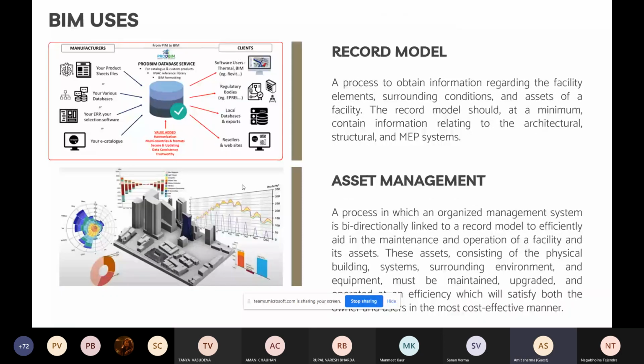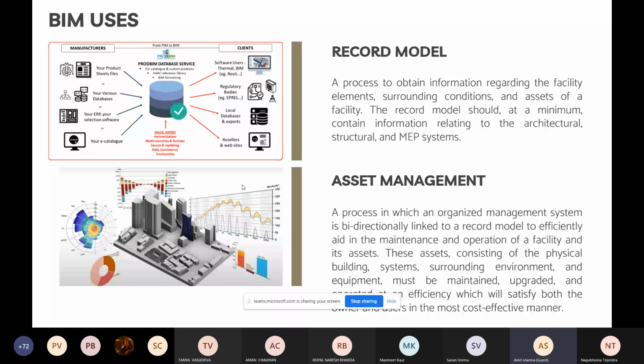So the last two are record model and asset management. The record model is the model we deliver at the end of the project to the owner. It consists of all kinds of information from the design stage to the construction phase. It has the type of equipment we used, its warranty, its manufacturer, all sorts of information in a single model. Usually, before BIM, at the end of the project, the construction company used to deliver like 20 different kinds of documents to the owner, and they store them in some basement. And after like 10 years, when they're doing some renovation, they don't know which information is correct or incorrect.